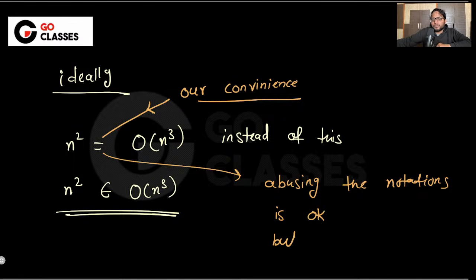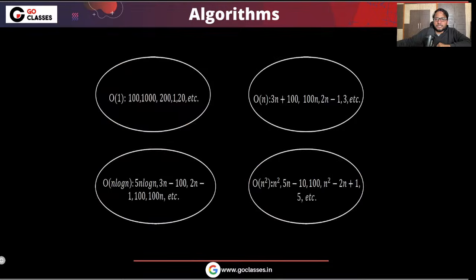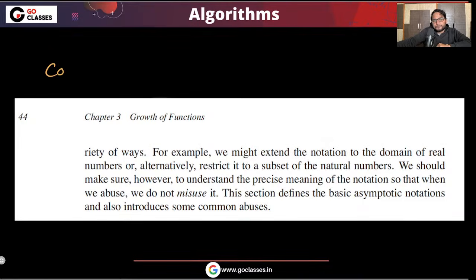But we should not misuse it, right? You will see in your masters that there are times when we abuse the notation, but we should not misuse it. For example, see this: order of 1 means all of this, order of n means this, order of n log n means this, right?